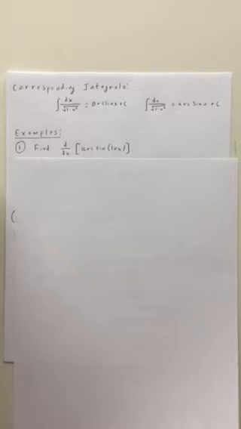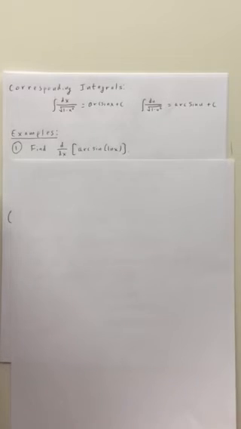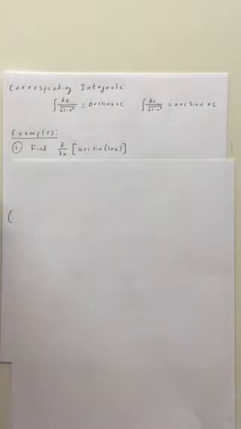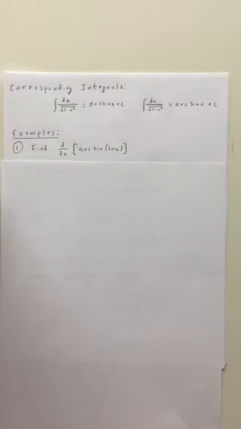So let's just do a couple quick examples. The first, we want to just find the derivative of the arc sine of ln of x. This is a chain rule problem. The outer function is arc sine of x, and the inner function is the ln of x. So remember what the chain rule says. The derivative of that composition is the derivative of the outer evaluated at the inner times the derivative of the inner.